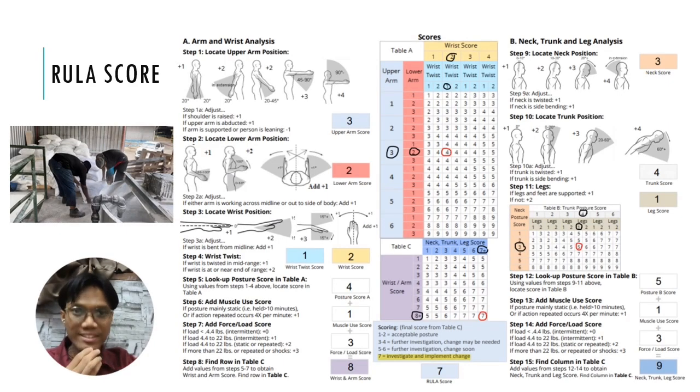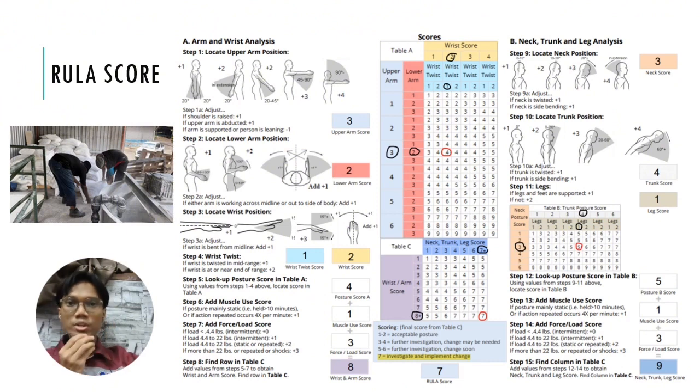For part A, the upper arm score is 3, while the lower arm score is 2. Then the wrist score is 2, while the wrist twist is 1. So based on this, the posture score A is 4. And then we need to add up all of the numbers to get the wrist and arm score. And then from table C, we can see that the wrist and arm score is 8.